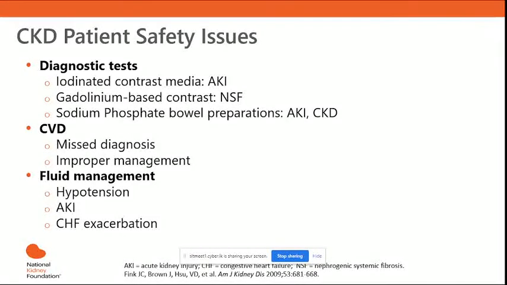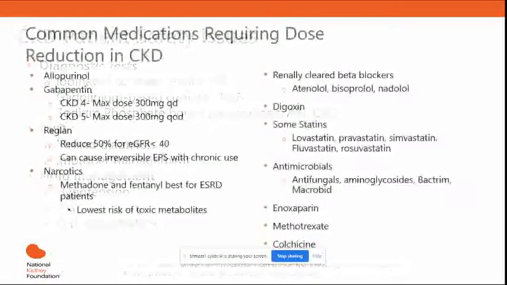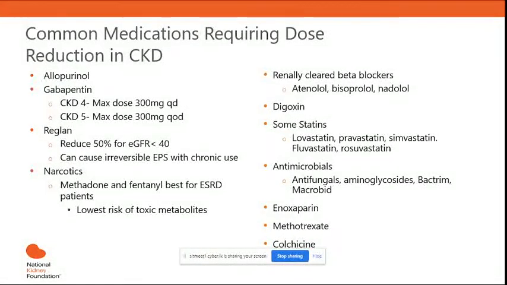When you use gadolinium for MRI studies when the GFR is low, they develop a condition called NSF, that is, nephrogenic systemic fibrosis. Patients with CKD also have a lot of cardiovascular disease, and can have undiagnosed cardiovascular disease. If they have CKD, they are predisposed to AKI. So we have to avoid hypotension in these patients to prevent acute kidney injury.